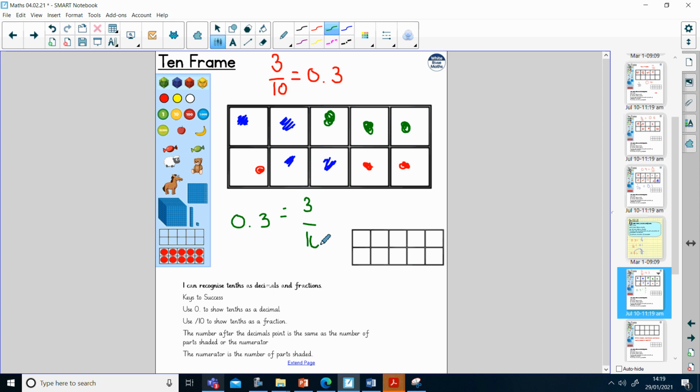Now I'm looking at my blue part. My blue part, 1, 2, 3, 4. So 4/10 is equivalent to 0.4. Altogether, I've got 10/10, which is the same as a whole, and that is equal to 1.0. Okay.